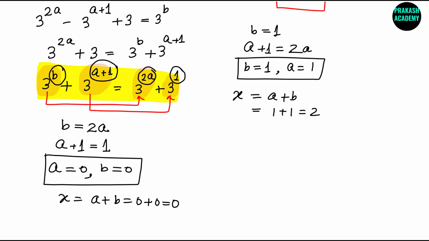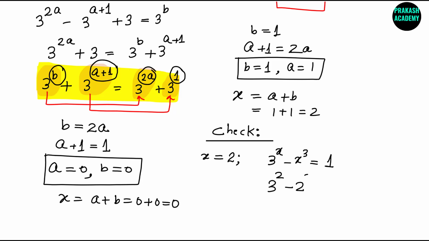Now let us check whether these two solutions satisfy or not. So when we have x is equal to 2, let us verify. What was the original expression? Original was 3 raised to the power x minus x cube is equal to 1. So x is equal to 2, so 3 raised to the power 2 minus 2 raised to the power 3, which is equal to 9 minus 8, which is equal to 1. So this satisfies this solution. So this is a valid solution. So x is equal to 2 is basically a valid solution.